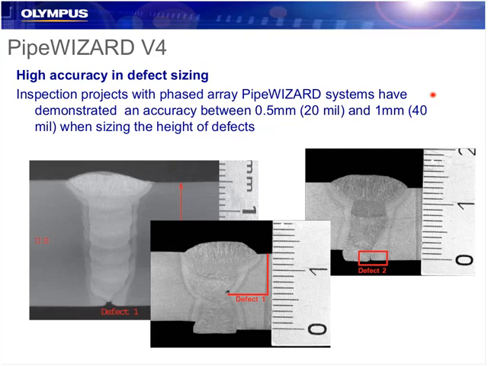So in most phased array PipeWizard projects, we usually can demonstrate an accuracy between 0.5 millimeter and 1 millimeter when we're sizing the defects, which is very important when we start to look at critical assessment, reject rates, et cetera, as we'll see in the next coming slides.